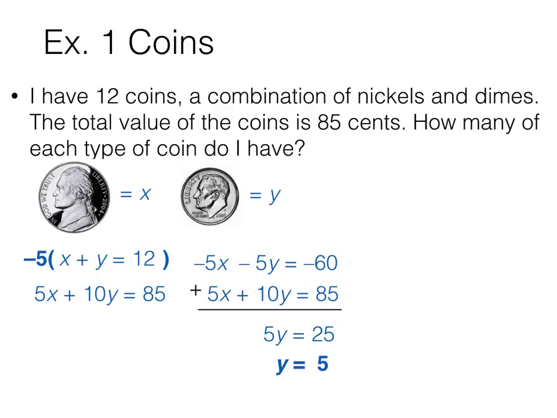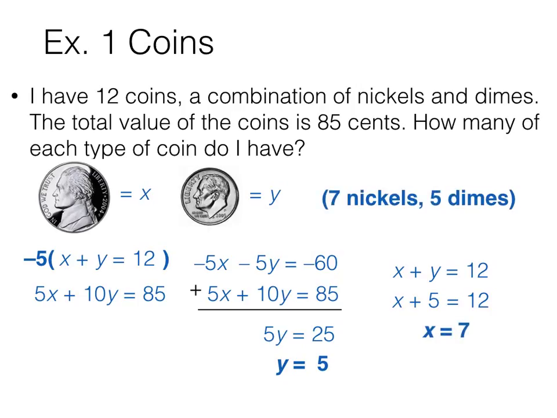So 5 what type of coin? 5 dimes. I have 12 coins altogether, so the number of nickels I have must be 7. And I can check that solution against the constraints of the problem to prove that that is correct. That's one type of problem you'll see a lot of.